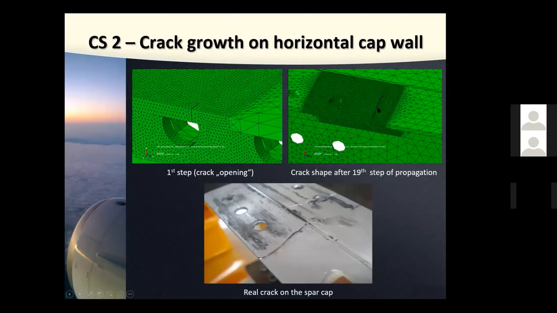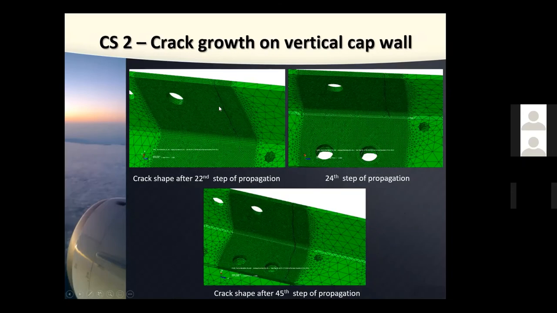In this area where the crack was expected to grow, I made a finer mesh, as you can see, and then started to simulate the crack growth. You can see here the shape of the crack path in the simulation and here in the experiment on the same spar cap. Then, as you can see in my simulation, the crack moved from the horizontal part of the spar cap and then moved through the vertical wall of the spar cap until final failure. So the crack started here in this area, then moved like this, and then went down and then finished here at the end of this spar cap.